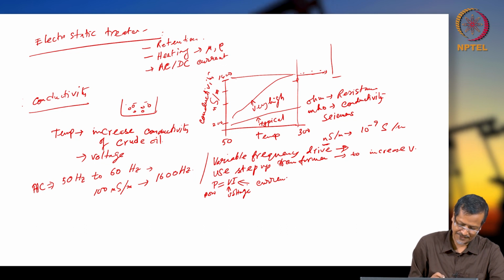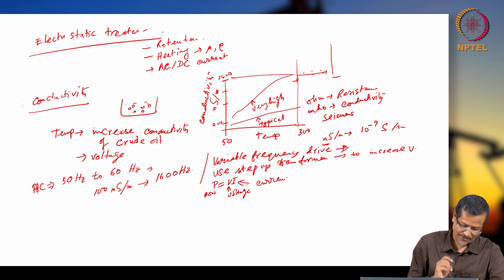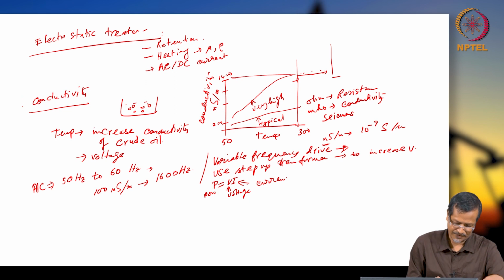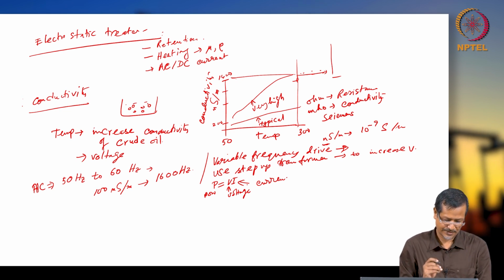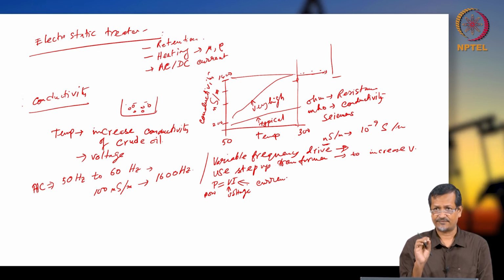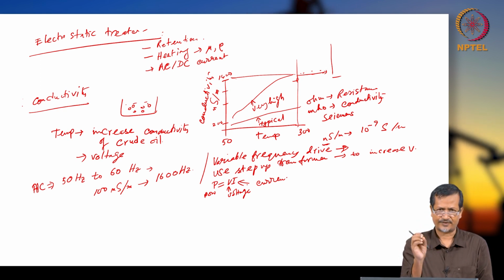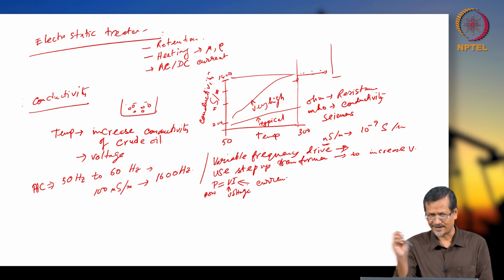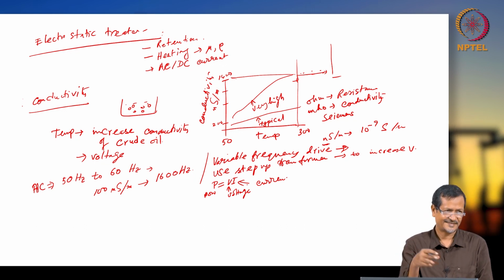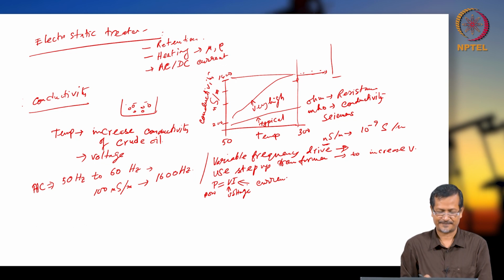Conductivity increases with the temperature of oil, depending on the solids present. If any ionic liquid or ionic particle, ionic solid or any other ionic particle, is present in the oil, that will create ionization of the oil. Oil itself is not an ionized fluid, right?